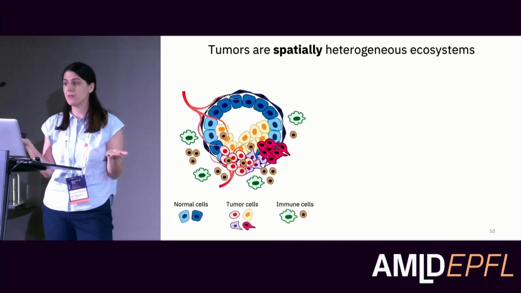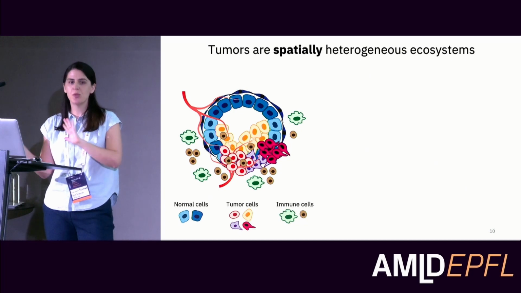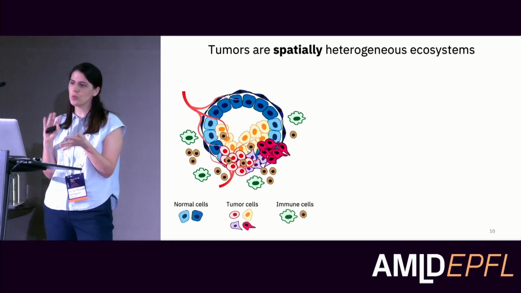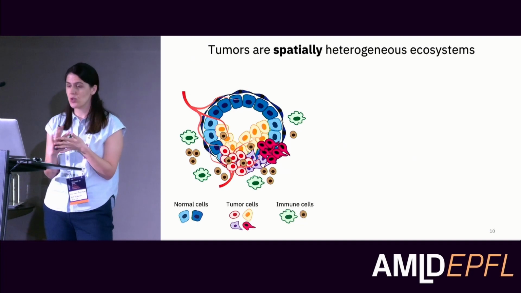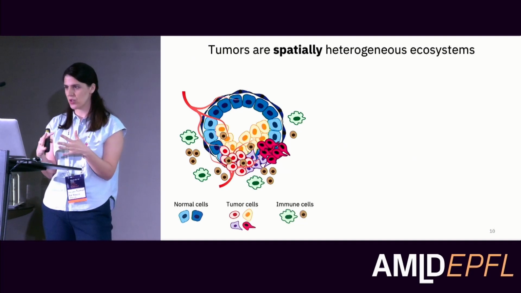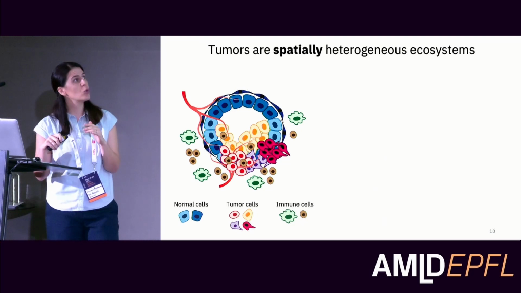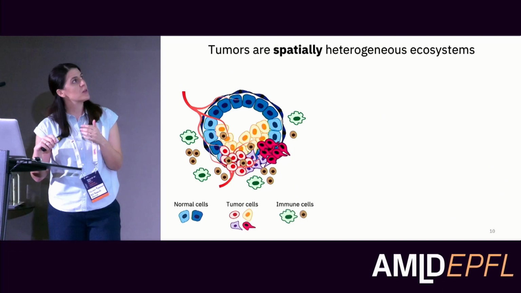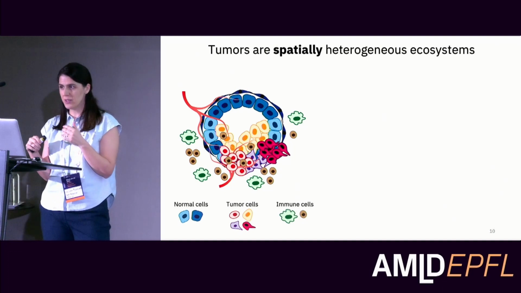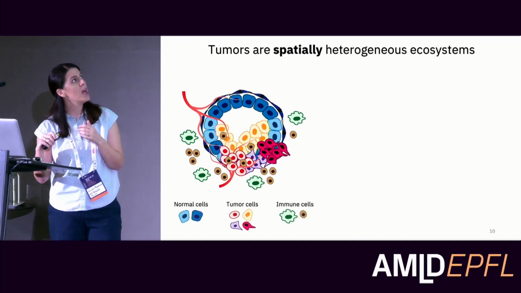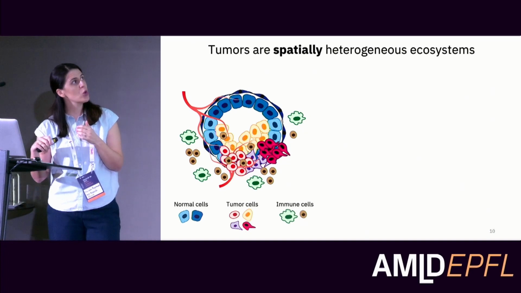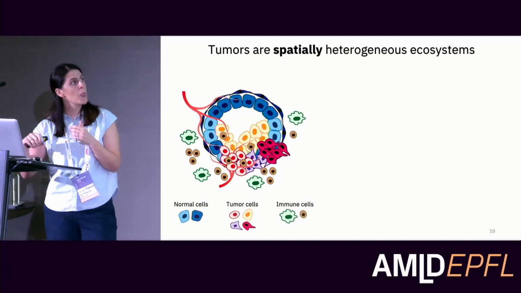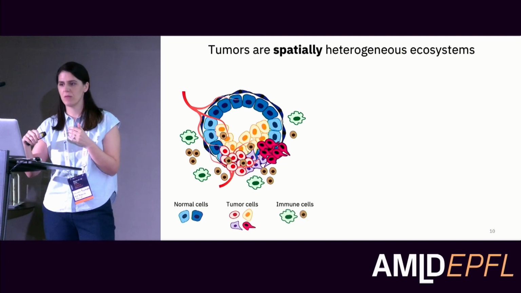Now all this is very interesting, but it obscures one very important level of regulation, and this is how the tumor is organized spatially. Tumors are spatially heterogeneous ecosystems, so it's very important to be able to observe which population is next to which. This is one example of a ductal carcinoma that you see here. You have a lot of normal cells, but you also slowly have the presence of multiple different abnormal tumor cells, and also immune cells from the microenvironment.